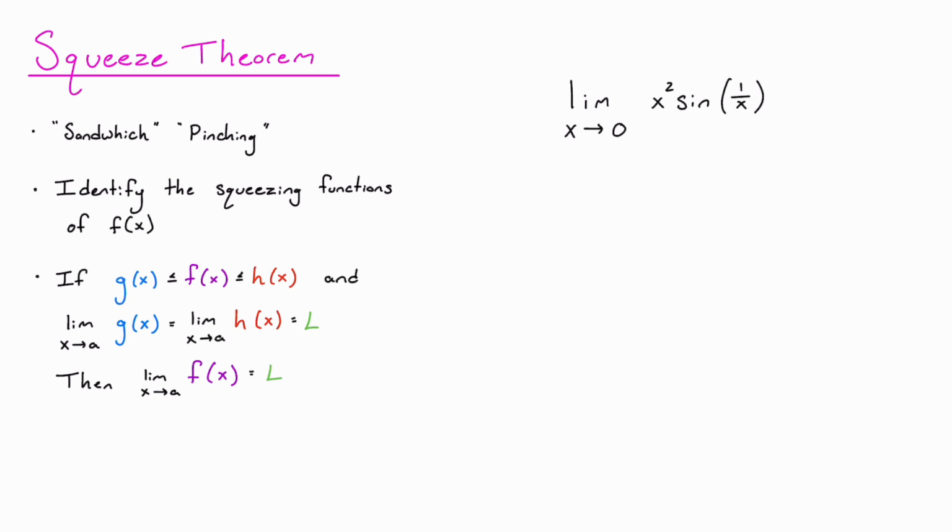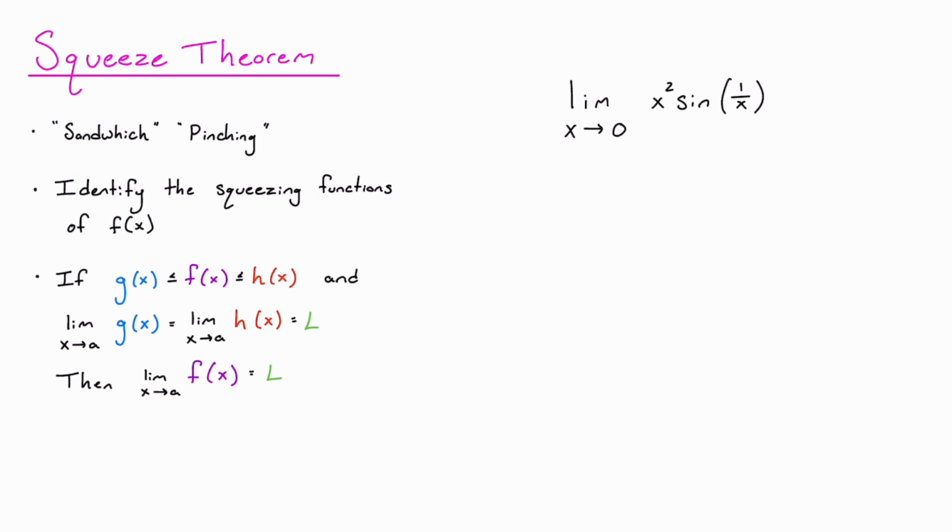If g of x is less than f of x, and f of x is less than h of x, and these are also equal to, less than or equal to, and we have that the limit of g of x is equal to the limit of h of x, these both equal L, then our limit of f of x must also equal L.